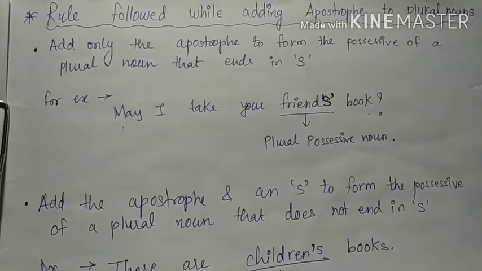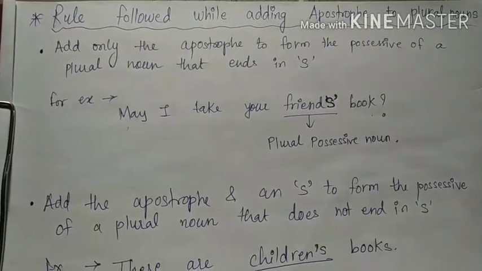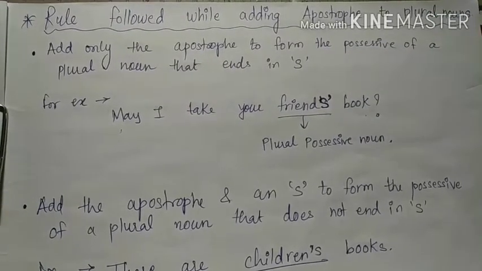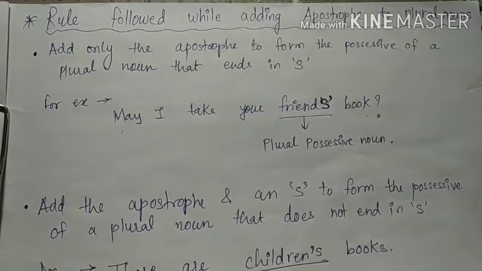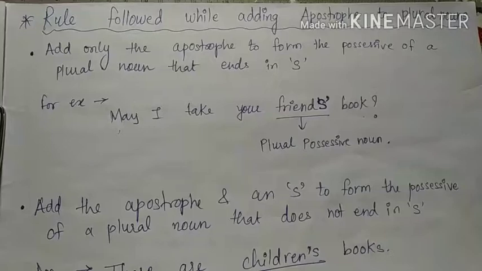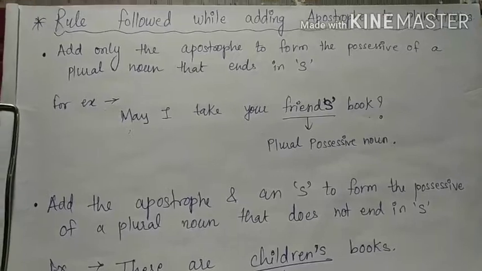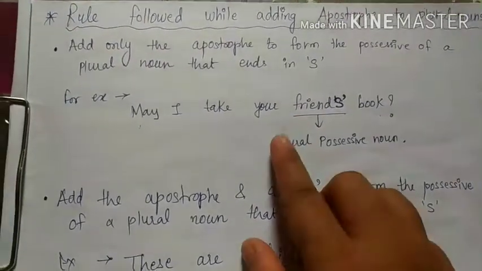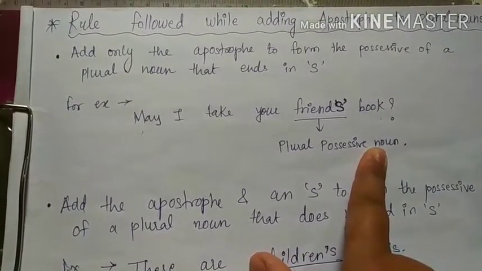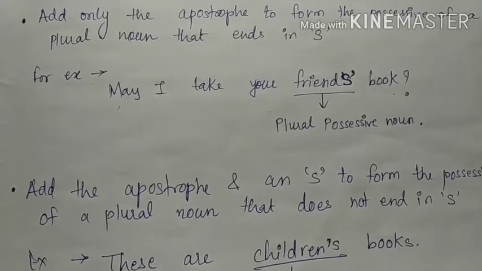Now let us see the rules followed while adding apostrophe to plural nouns. The first is, add only the apostrophe to form the possessive of a plural noun that ends in S. For example, may I take your friends' book? Friends यानी क्या मैं आपके friends की book ले सकता हूँ? So here it is a plural possessive noun. Alright, the book belongs to many friends. So we add only an apostrophe after S.